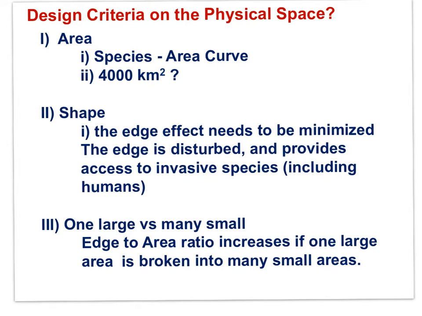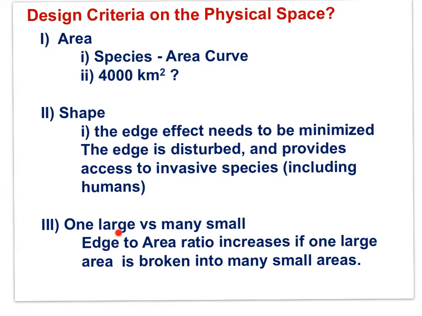We'll have the species area curve that I'll show you. The larger the area, the greater the diversity. And there's some thinking that 4,000 square kilometers is an area of an appropriate size. Anything smaller is too small. We'll look at shape. The edge effect needs to be minimized. The edge is disturbed and provides access to invasive species, including humans.